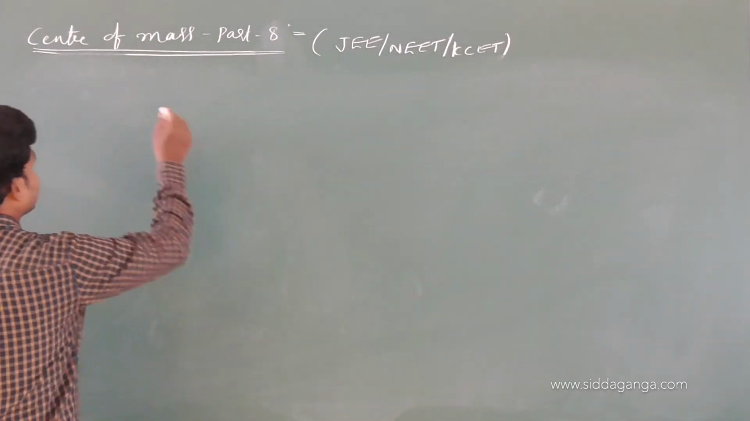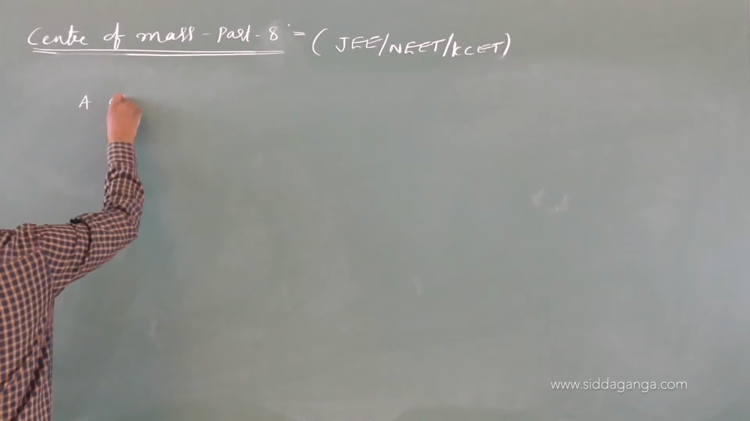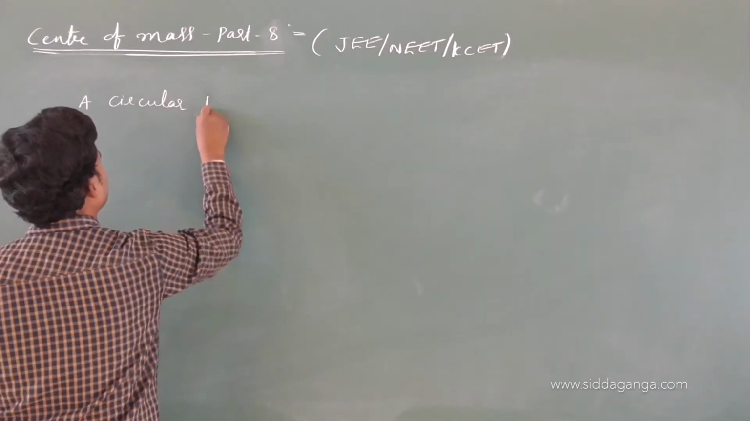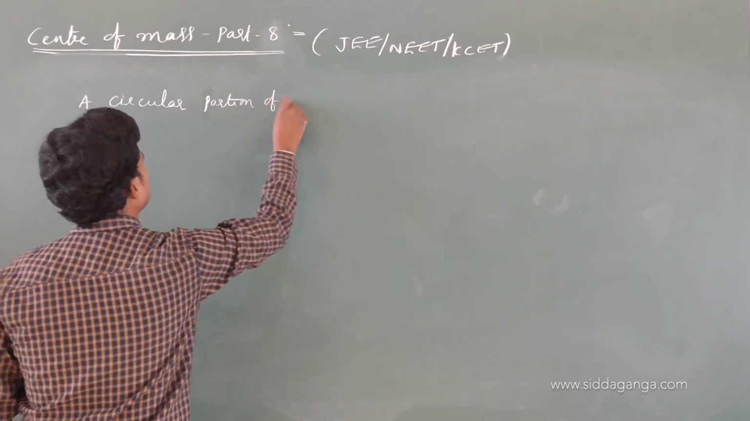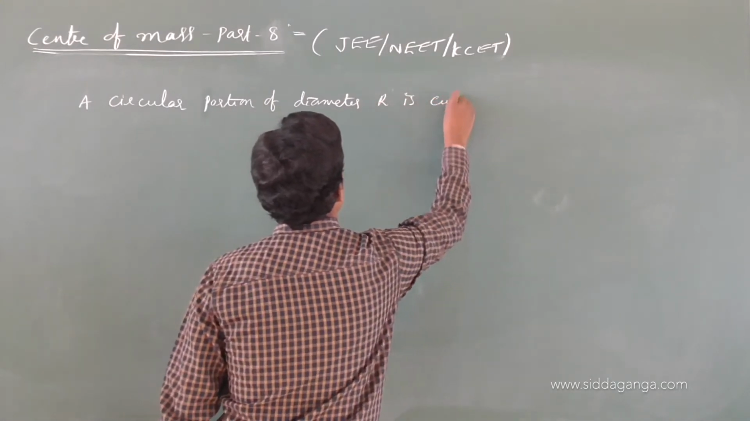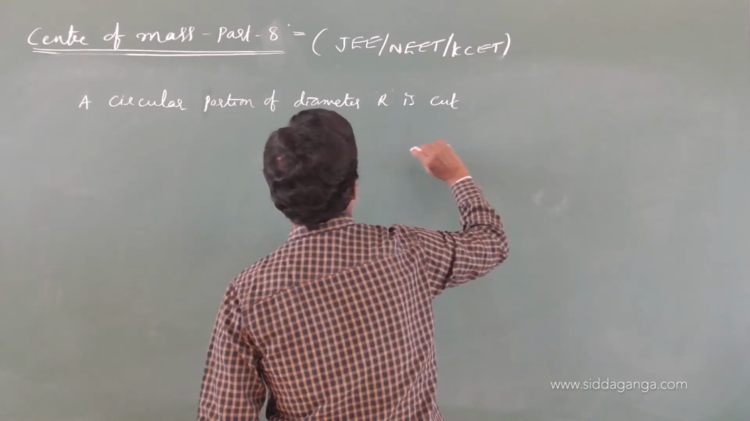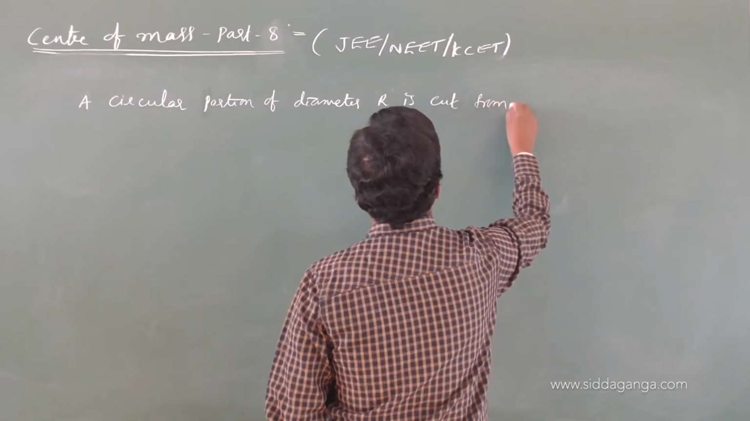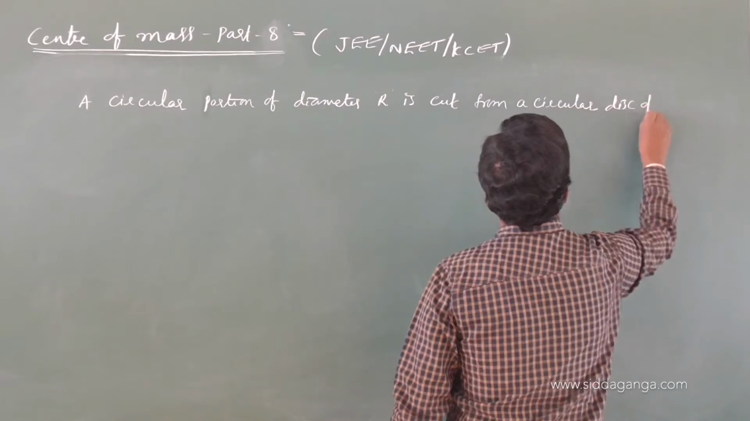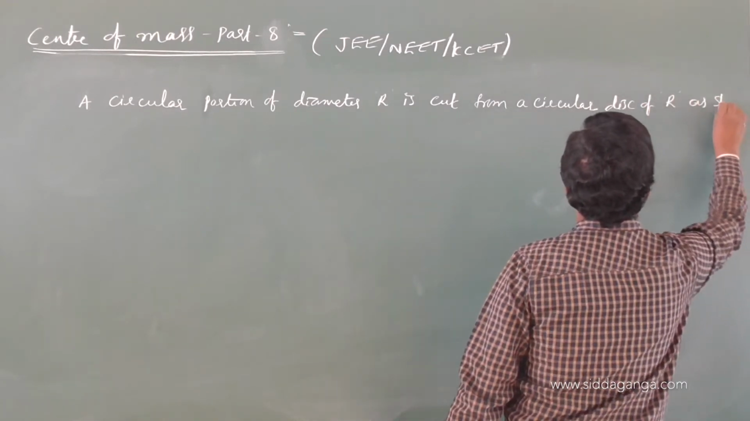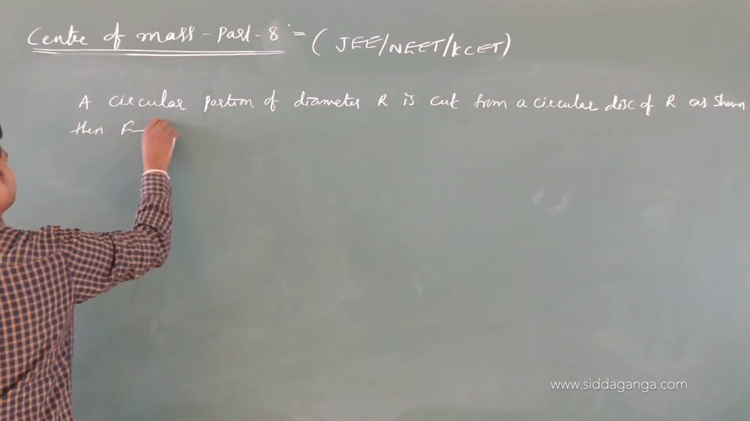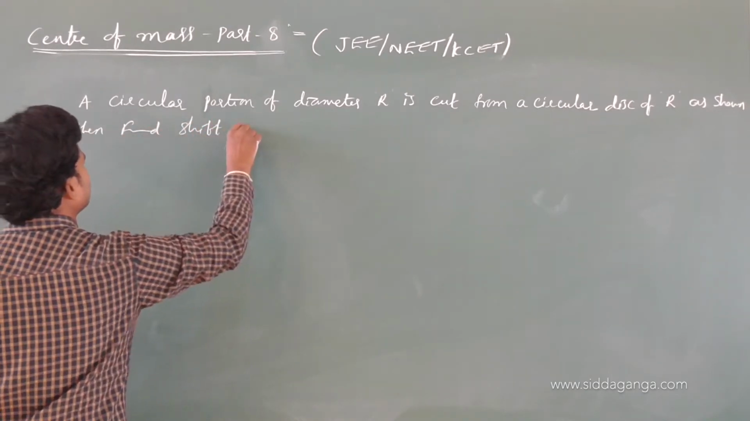See, they have given it like this: a circular portion of diameter R is cut from a circular disc of radius R, as shown. Then find the shift in center of mass.